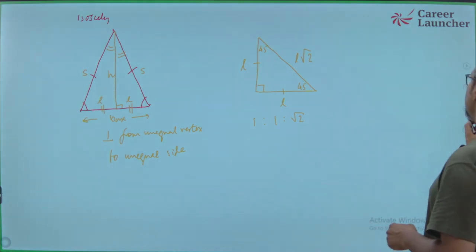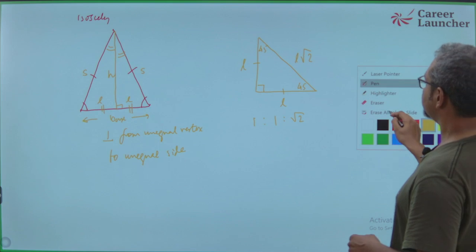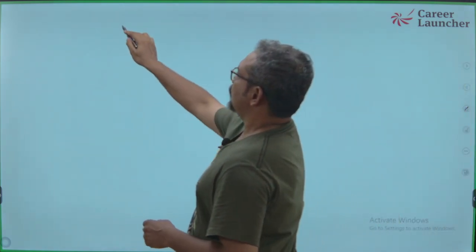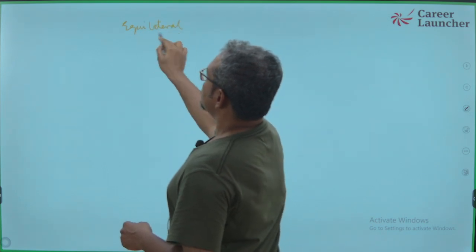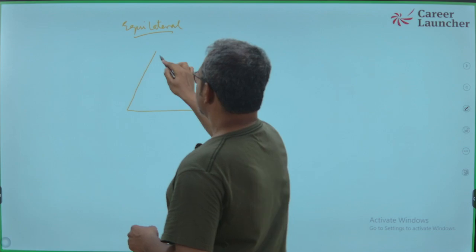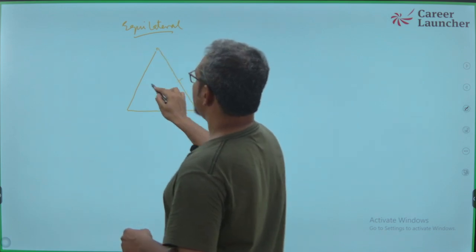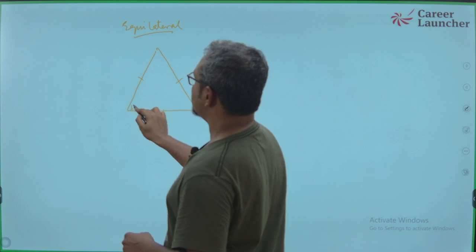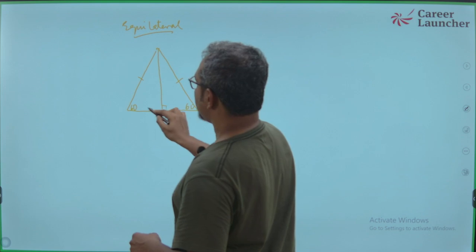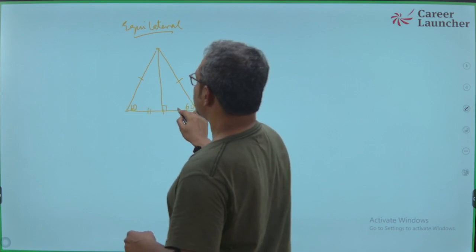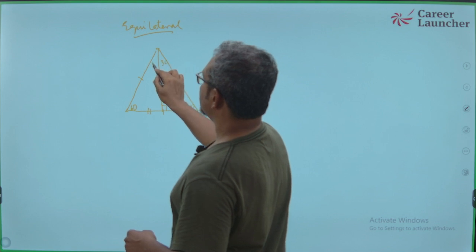Next comes equilateral triangles. In equilateral triangles, all three sides are equal. As a result, all three angles are also equal, so they are all 60. And here again, if I drop the perpendicular, it will bisect the base and this will become 30, 30.